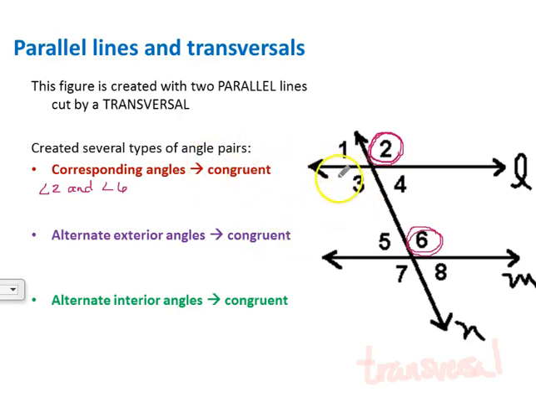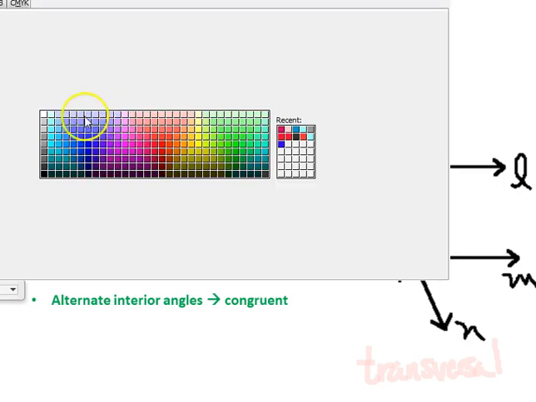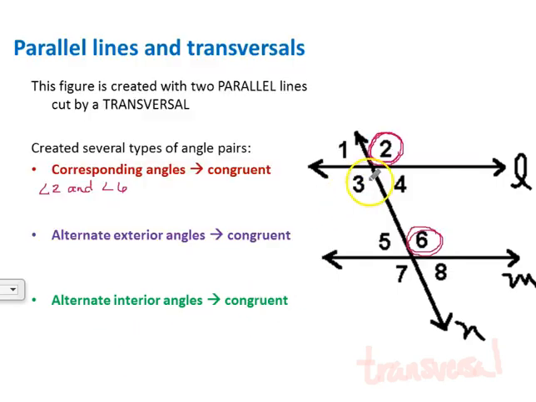Can you name another set of corresponding angles? 3 and 7. So angles 3 and 7, those are corresponding. 1 and 5. 1 and 5, those are also corresponding, and then 4 and 8.